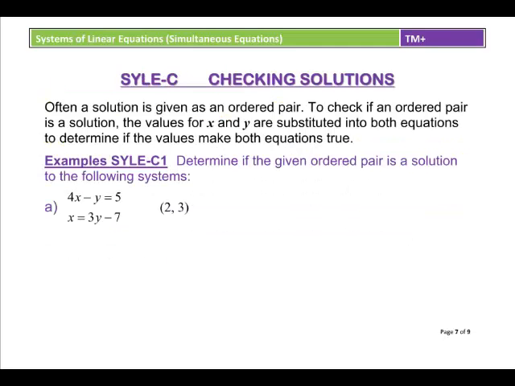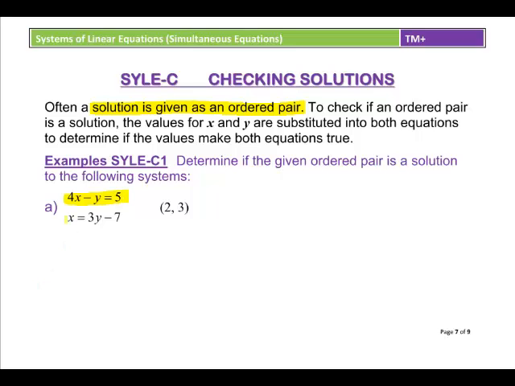Now, checking solutions is important. I've already kind of showed that for our linear equations. How do we do that for systems of equations? Now often the solution will be given to us as an ordered pair, and the idea is to see, is that an actual solution for the equation? So the first example I have here is determine if the given ordered pair is a solution to the following systems. And we have two equations here.